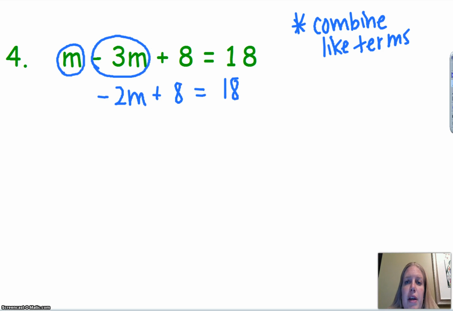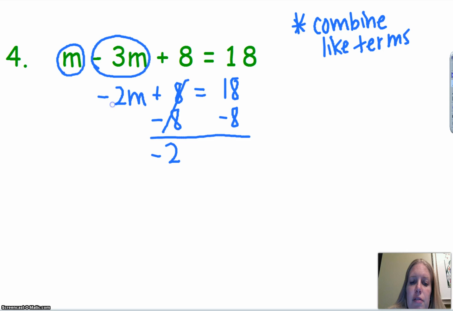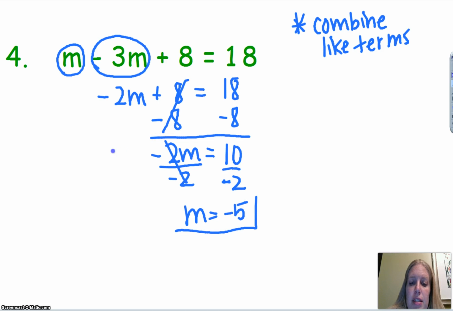And now you're back to a regular two-step equation. You're going to subtract 8 from both sides because you're going to undo addition and subtraction first. Cancel that out. Negative 2m equals 18 minus 8 is 10. Divide both sides by negative 2. M equals negative 5 because 10 divided by negative 2 is negative 5.